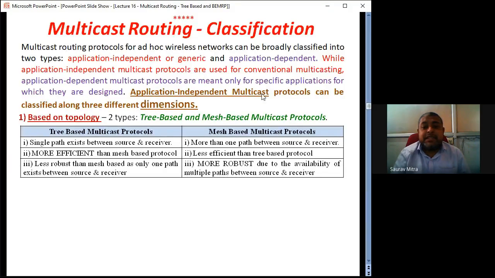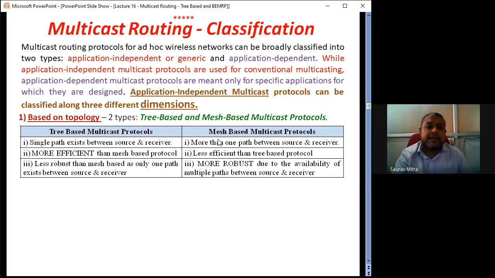Application independent multicast protocols can be classified into mainly three classes. The first type is based on topology, how the nodes are arranged. Depending on that, we can classify multicast routing. Based on topology, there are two types: one is tree based, another is mesh based.